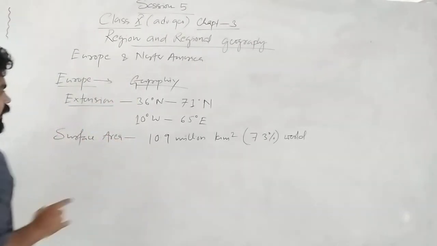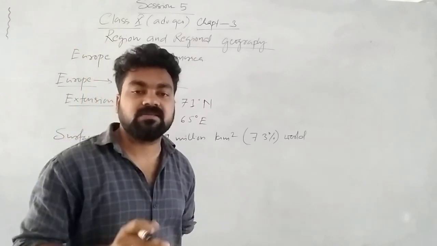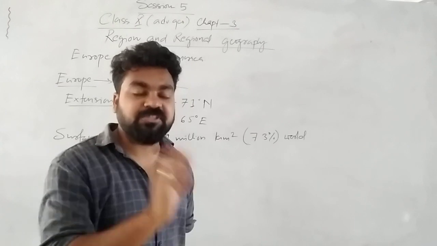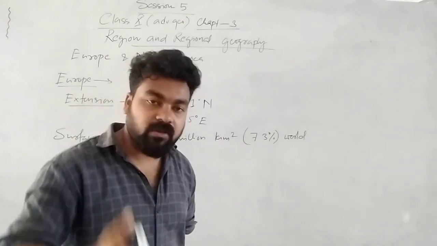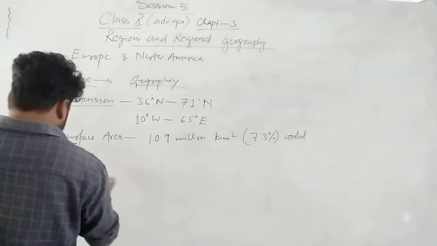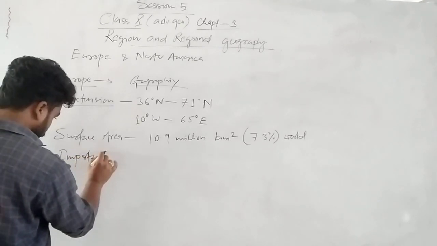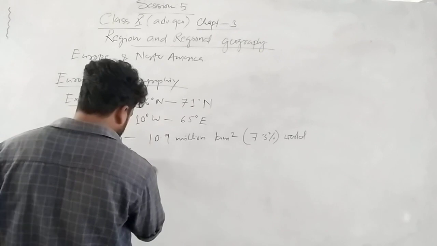We'll see here again Europe: all the seas, oceans, main rivers, all the physiography. What are the mountains, what is the highest point? Everything we'll see in the map. First we'll discuss the important seas.